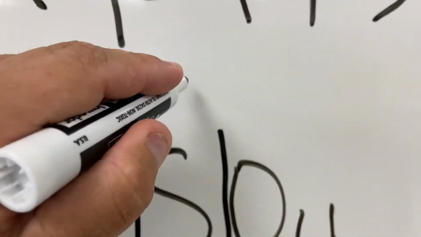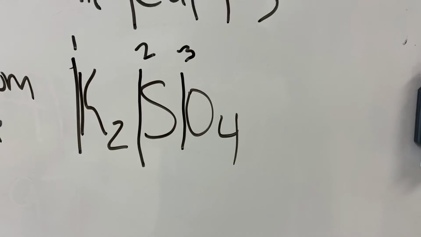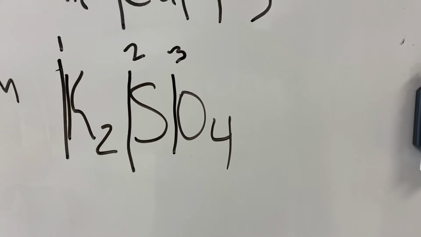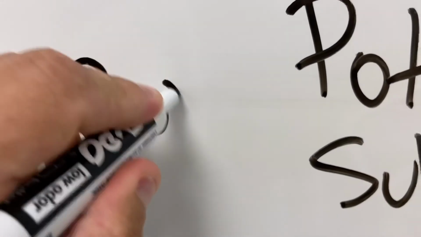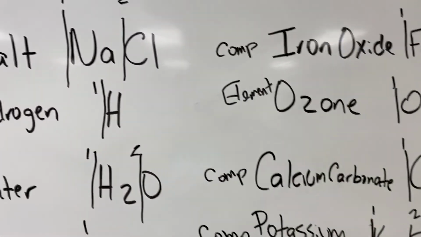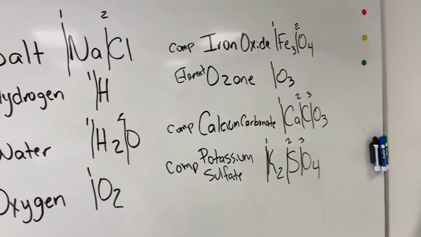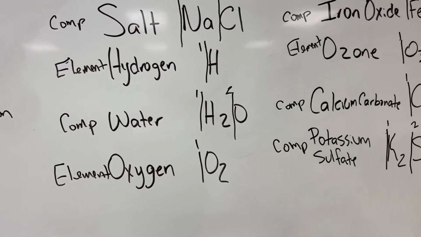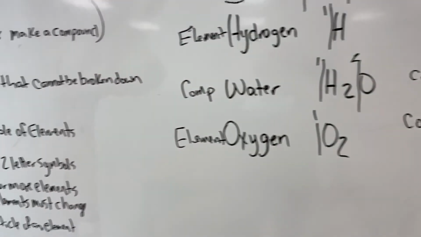Then you go here and you number them. 1, 2, 3. So we know there's 3 elements, which is potassium, the K, sulfur, the S, and oxygen, the O. So we have 3 elements, so that makes it a compound. And that is what we have done so far. So fairly easy, if you follow the steps. You will not mess up if you follow these steps.